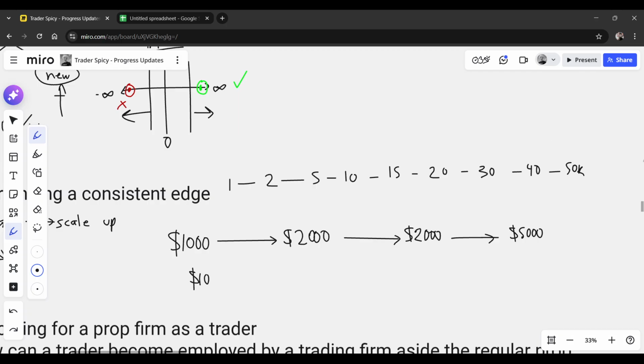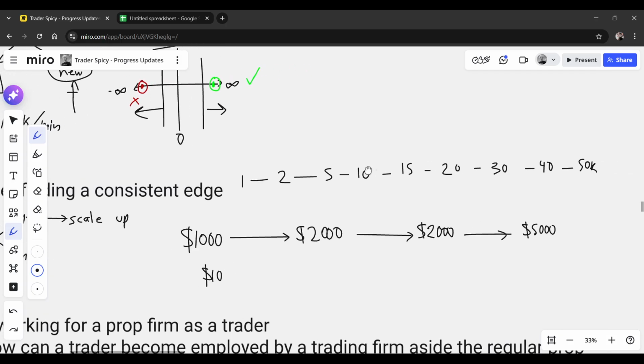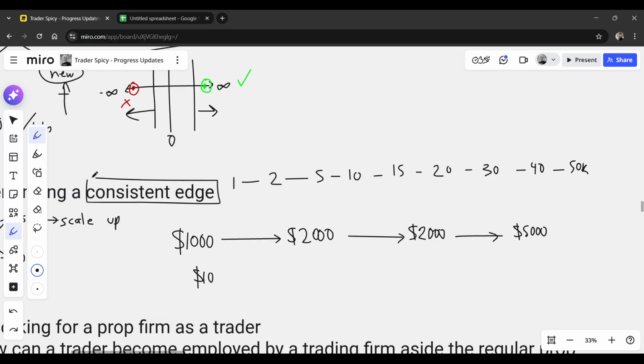So you may notice that yes, with this approach, you're going to have to take quite a lot of trades before you scale all the way up to 50K. But on the bright side, by the time you get to 50K, you're going to have a lot more confidence and so much more data to look back on, such that you'll be able to execute trades with a much higher degree of confidence, right?